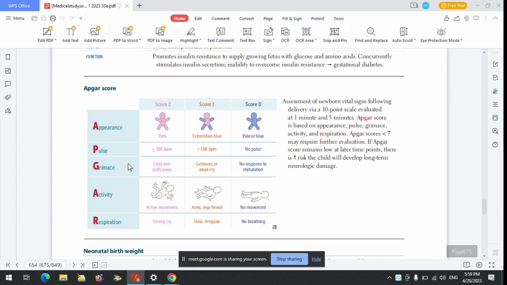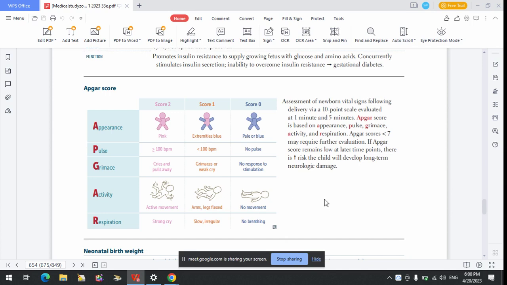So the APGAR score is something we are familiar with. It's just an assessment to know the status of a fetus following delivery. We want to know the status of the baby following delivery and after resuscitation. The minimum is 0, the maximum is 10. Any baby that gets less than 3 has a high chance of developing cerebral palsy. A score of more than 7 is actually good, so it means that the baby is doing well.